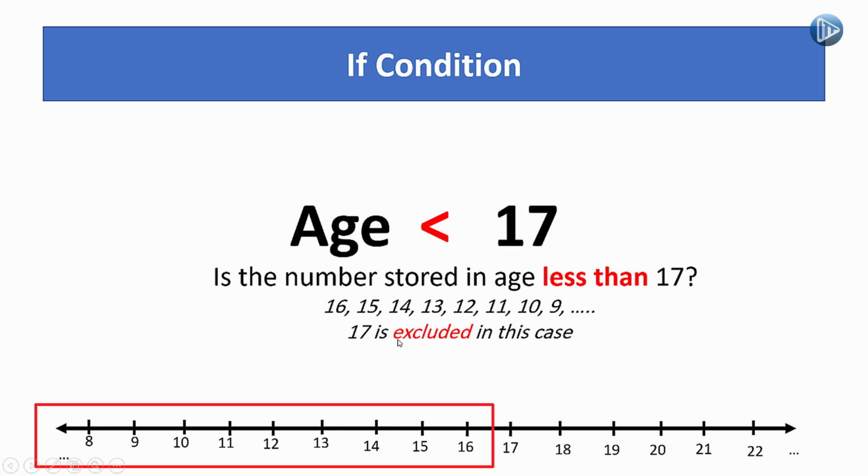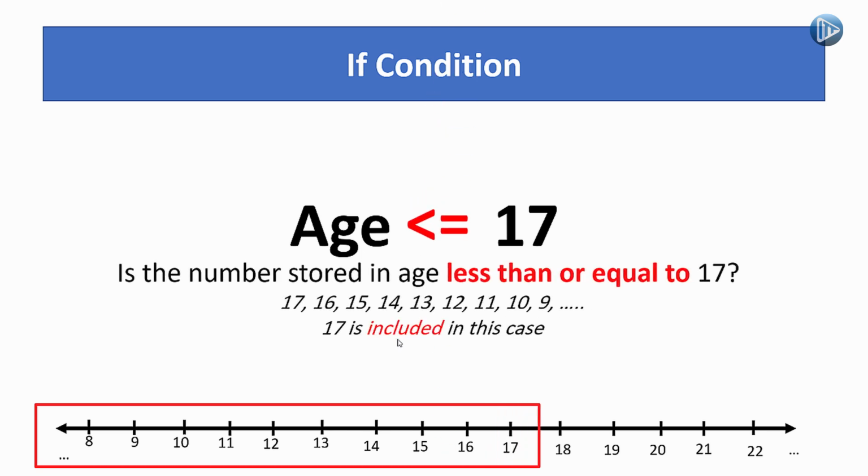It's not included because we are only checking numbers that are less than 17, not equal to 17 as well. But we can also do the same thing and add the equal sign over here, and this will include the 17 inside the range that we are checking inside the variable.